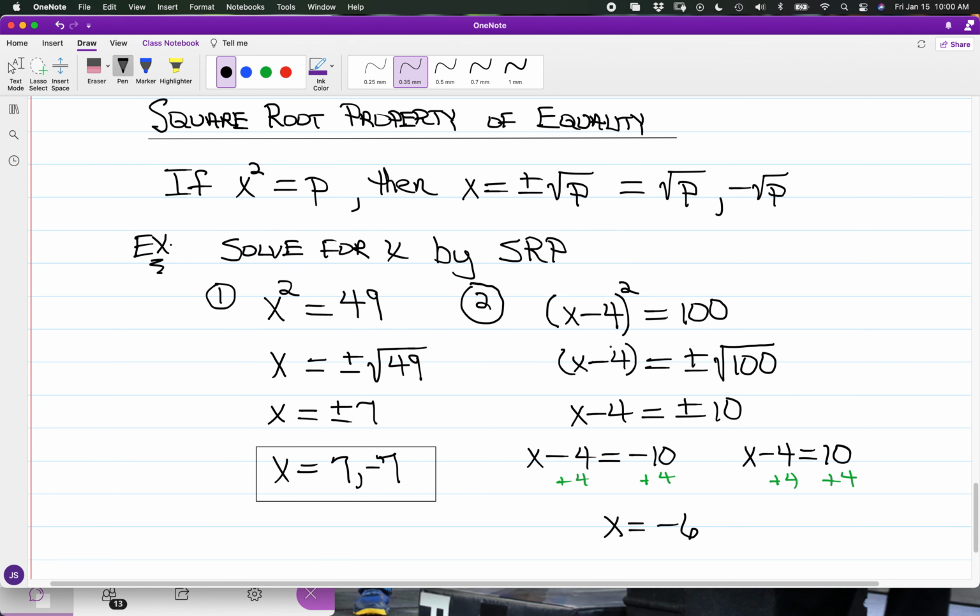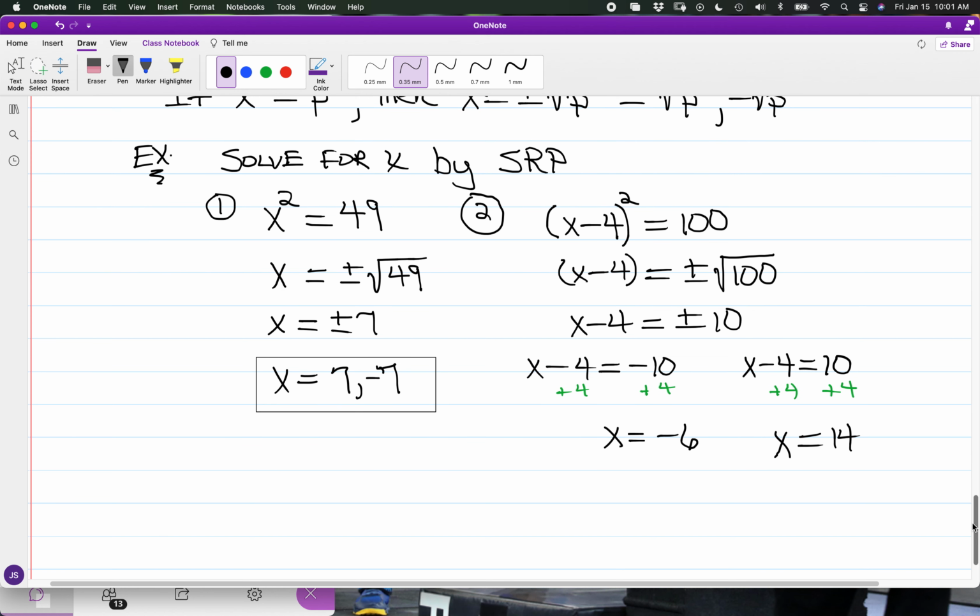And again, you can check for consistency. Negative 6 minus 4 is negative 10, and the square of negative 10, or negative 10 times negative 10, comes out to 100. Now for x minus 4 equal to 10, again, if I add 4 to both sides, we're going to have that x is equal to 14. And we have 14 minus 4 is 10, and 10 squared is equal to 100.